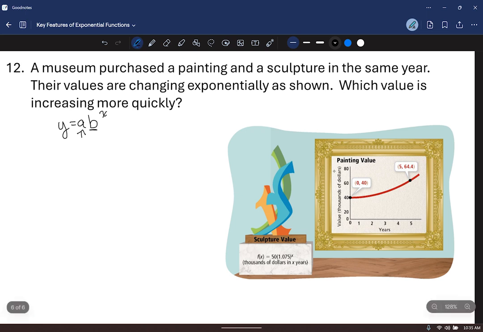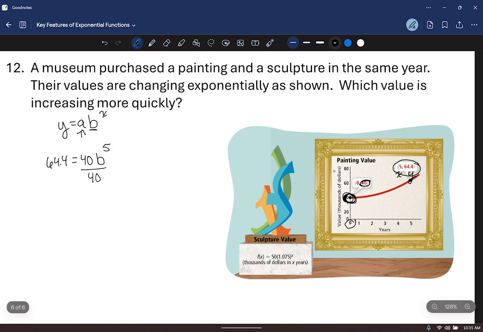Well, I know the a because its initial value here, years since I've owned this painting, I guess, it's at 40. So no years have passed and it's at 40, and that would be 1,000. So I know that a is 40. I'm trying to find b, but I need an x and a y. So I can use this point as my x and my y to solve for b. So I'm going to plug 64.4 in for y, and I'm going to plug 5 in for x, and then I'm just going to solve.